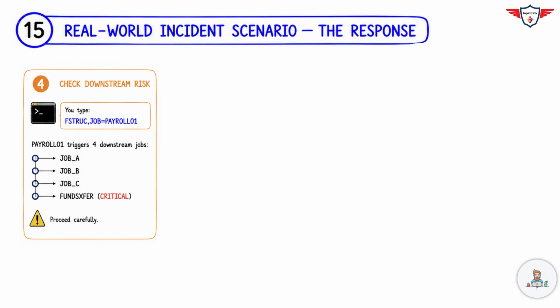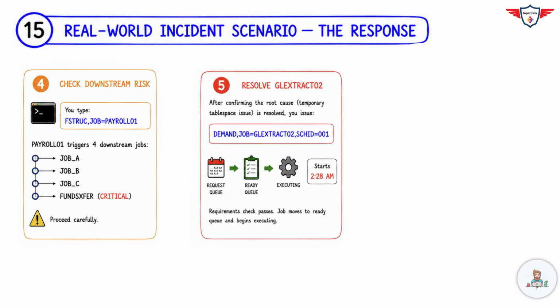Now step 4 is to check the downstream risk, and for that you need to issue the command FSTRUC, job equals to PAYROLL01. When you fire this command, it will show that PAYROLL01 triggers 4 downstream jobs, including a critical fund transfer batch. So you need to be careful about what you trigger tonight.